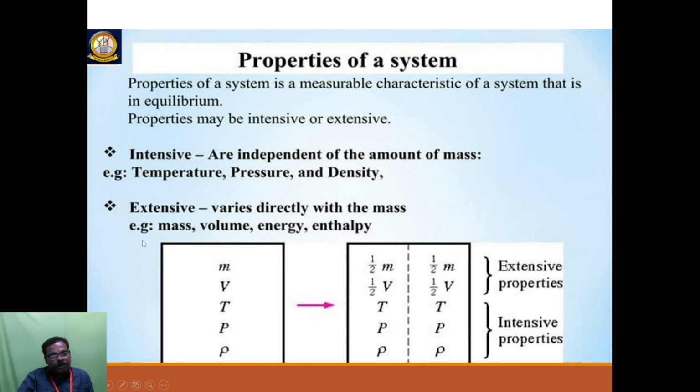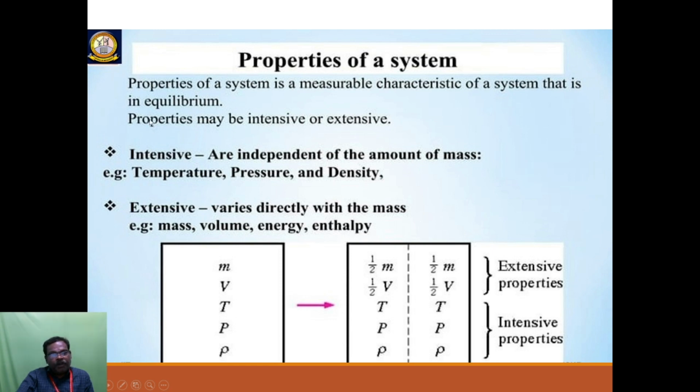Then just opposite, extensive property. Extensive property varies with mass. It is dependent on the mass. So volume is an example, energy is an example, enthalpy is an example. So these three things, volume, energy, enthalpy, will directly vary with mass. Suppose the mass is increased, what about the volume? Volume will change. Mass is changed, energy will be changed. Mass is changed, the property enthalpy will be changed.